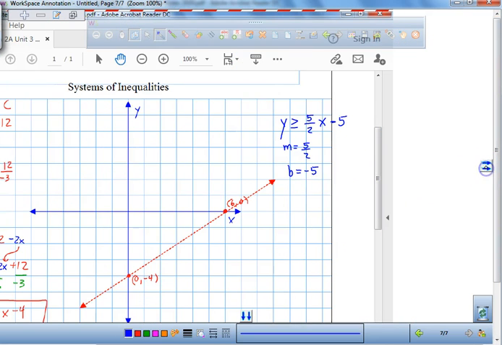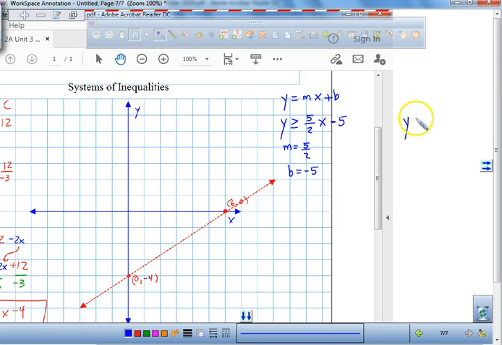Now, for those of you who are interested in how to change it, by the way, what form is this? This is in slope-intercept form. If you're interested in knowing how to change it to standard form, this is what you would have to do. But you don't have to do this unless you really want to. So, here we go.